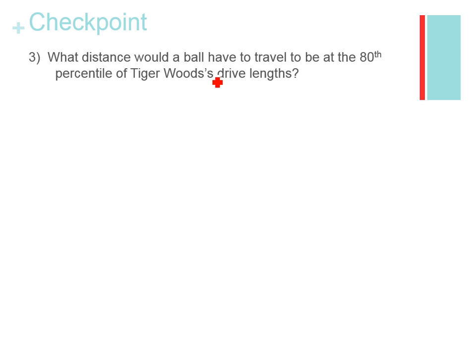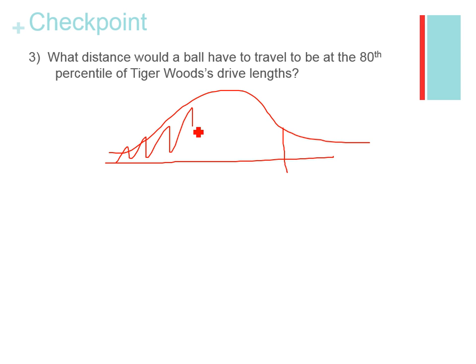And then finally, going back to the Tiger Woods question that we did from the first example, it says, what distance would a ball have to travel to be at the 80th percentile of his drive? So remember, here's the normal curve, and maybe 80% of the data falls here. So what I want to know here is what's the z-score here, and then from that I can figure out what the value of x is.